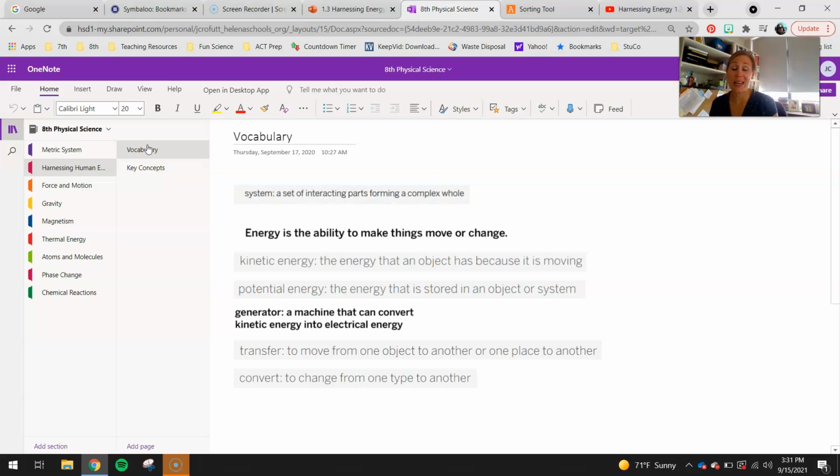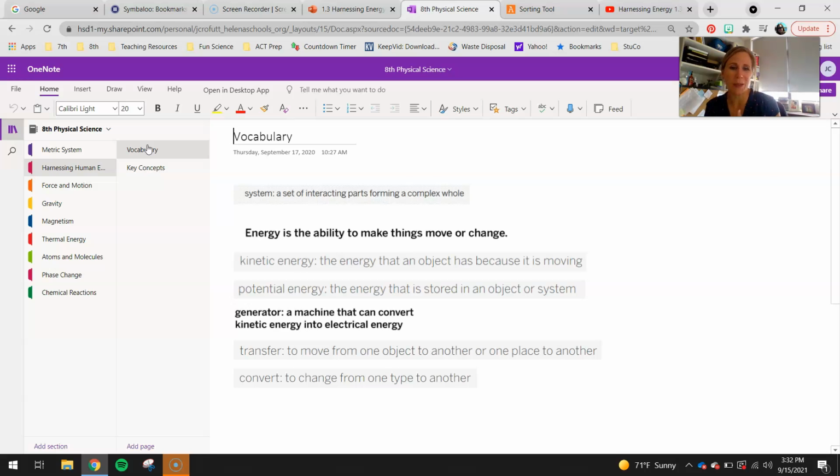Okay, so we learned last week that energy is the ability to make things move or change. And we have two different types that really all of our types of energy fall into. Kinetic energy is the energy that an object has because it is moving. So if we see something moving, changing, whatever the case, that object has kinetic energy. It has energy, and the type of energy that it has is kinetic energy.